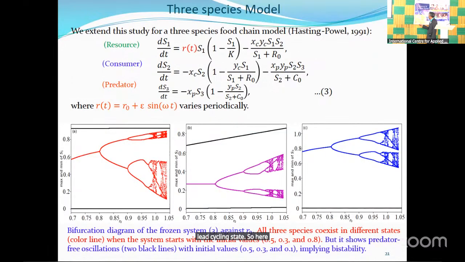So here this is the S3, that is the predator, it goes to extinction, but the resource and consumer stay in a stable periodic orbit. So these are the oscillations. We are interested in this bistable region where the chaotic attractor and the predator-free limit cycle coexist.